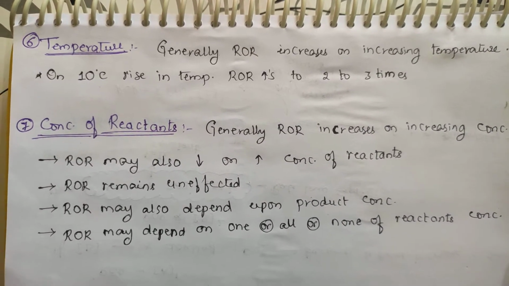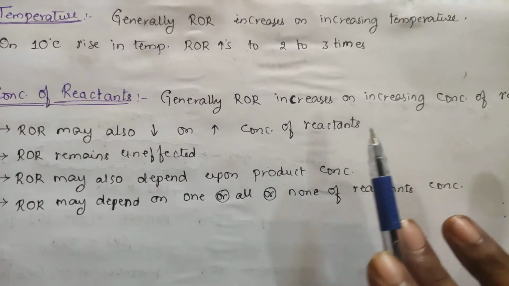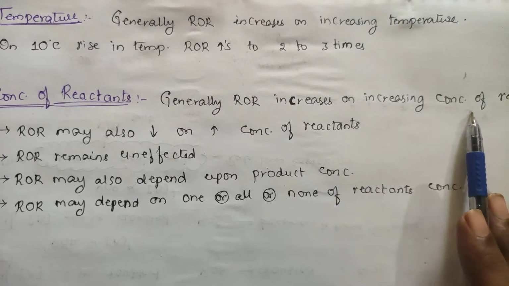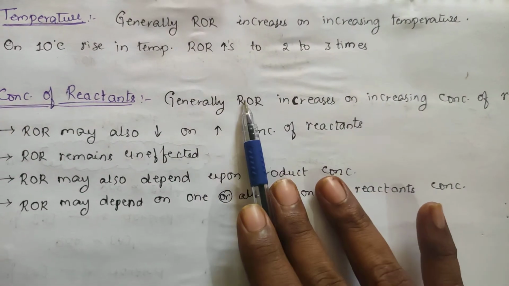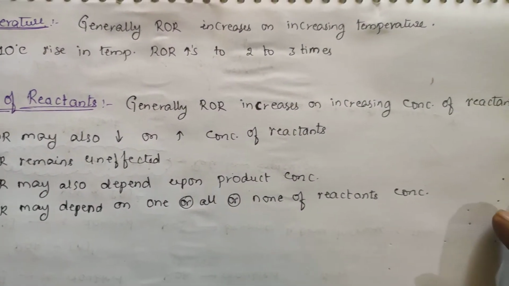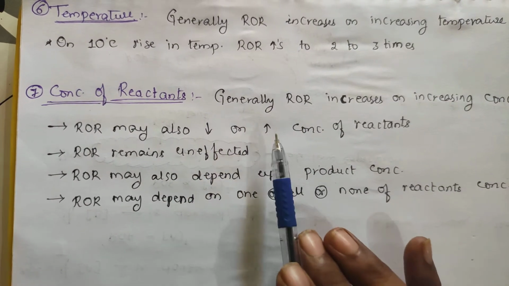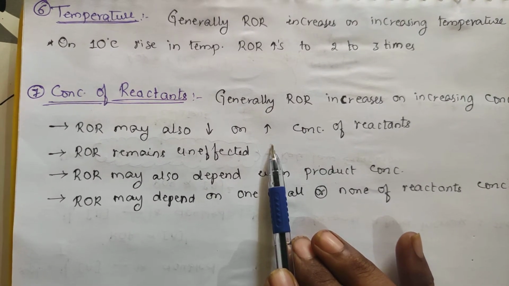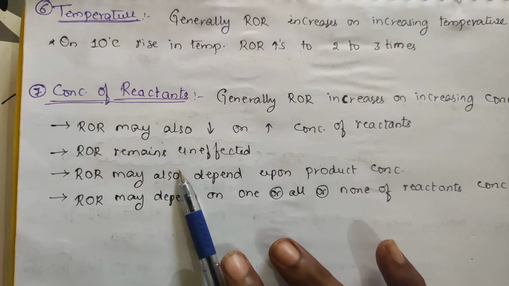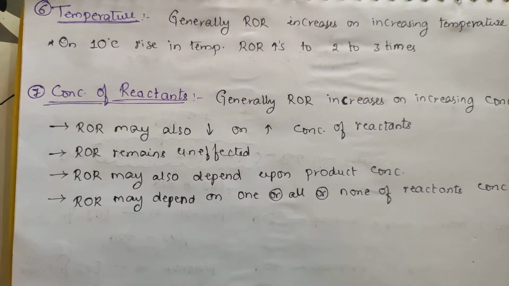Okay. And you remember some points about the concentration of the reactants. Generally, ROR, that is rate of reaction, increases on increasing the concentration of the reactants. This is also 99%. Rate of reaction may also decrease on increasing the concentration of the reactants. In some cases, the rate of the reaction is unaffected, meaning no effect of the concentration of the reactants on the rate of the reaction.